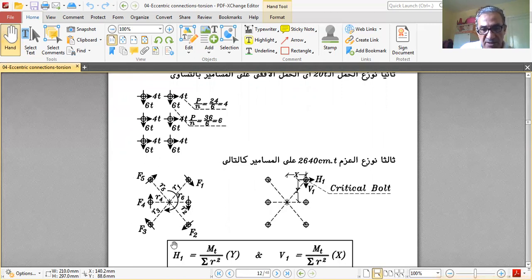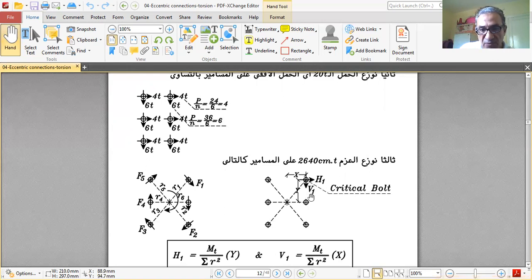These are the torsion forces. Each bolt has a resultant in a direction like this. This is the only bolt that has the forces additive: the resultant from the x and y distribution and the resultant from the torsion are in the same quarter, the right lower quarter. So this is the critical bolt, because it has the forces due to x and y and the forces due to torsion in the same direction. Okay, so this is the critical bolt.